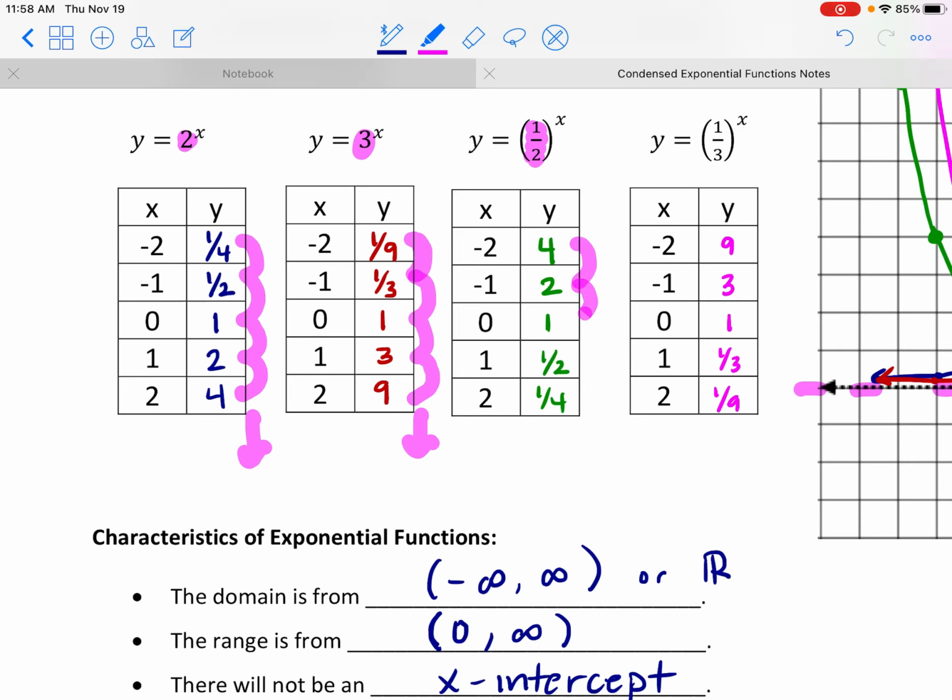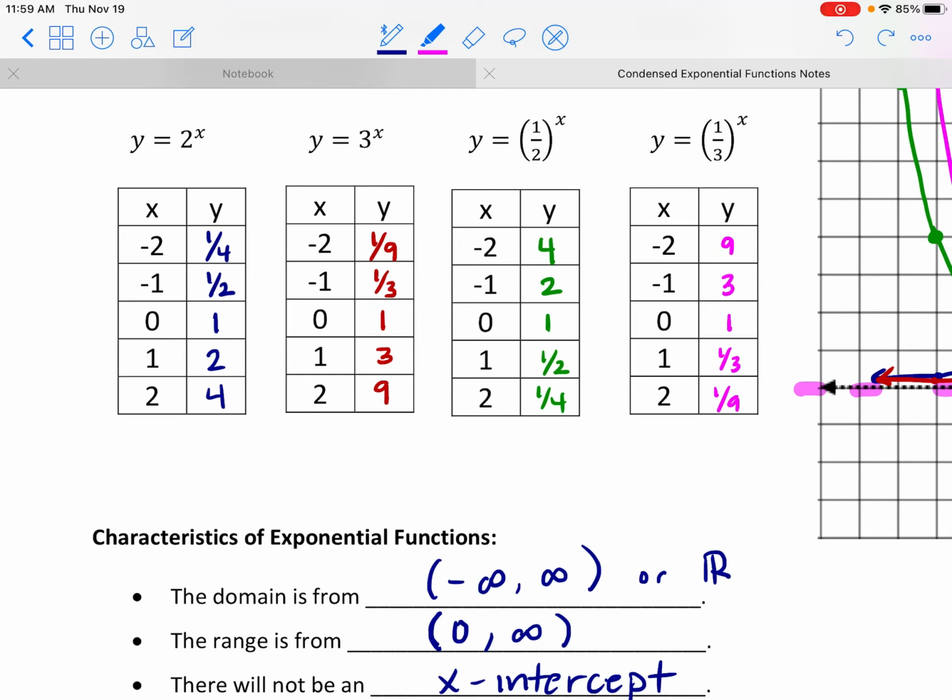Times a half, or cut in half, would be 1. Times a half, or cut in half, would be a half. And so these numbers were getting smaller. And the same thing here, they're just getting smaller faster. And so when our base is bigger than 1, we see a graph that increases from left to right, and we call that exponential growth.